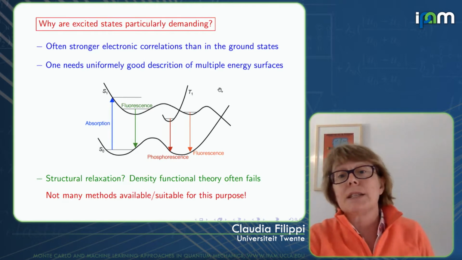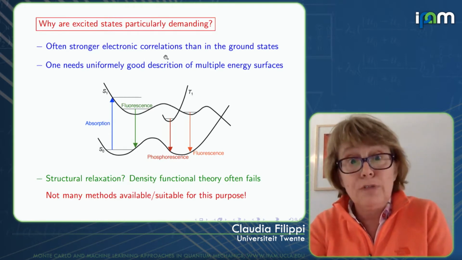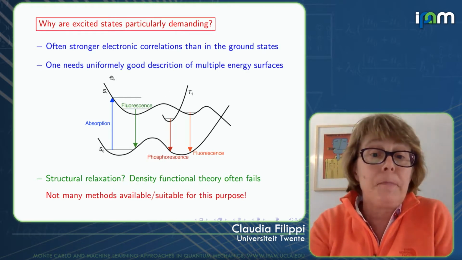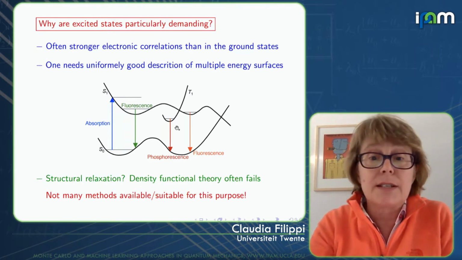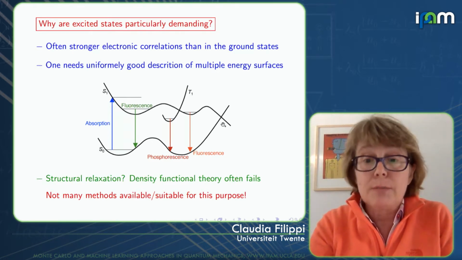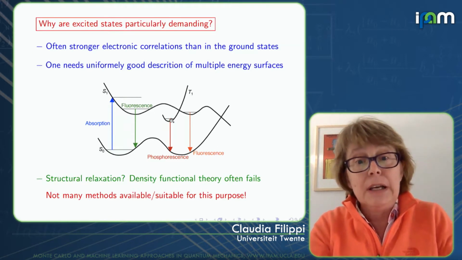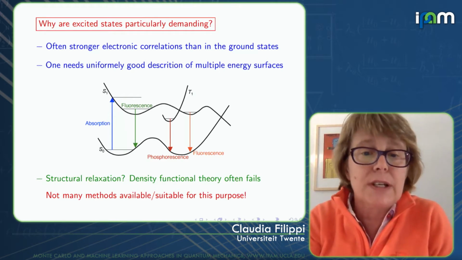Now, why do excited states? And first of all, why are they demanding? They often have strong electronic excitation, they're open shell. You have quite a wealth of phenomena: absorption, fluorescence, intersystem crossing, crossing between different states, and the method should be able to describe multiple states in a balanced manner, with similar accuracy.